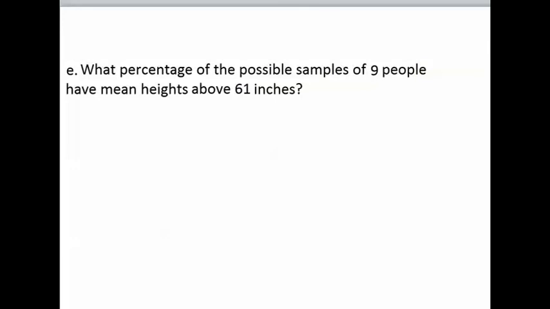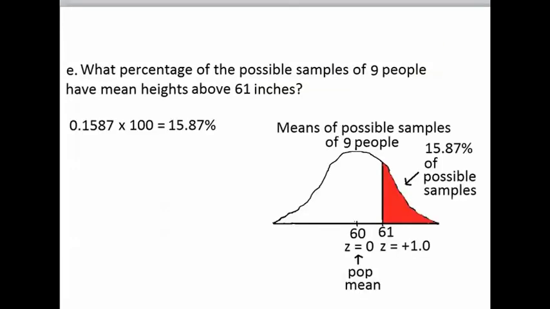And if we want to change the probability to a percentage, we just multiply it by 100. So if we multiply our answer by 100, we get this percentage. And what that tells us is that when we randomly select that sample of 9 people from the population, 15.87% of the possible samples of 9 people would have a sample mean above 61 up here. So that means that the probability of our sample mean coming from this area is 0.1587. The probability and the percentage go along with each other.